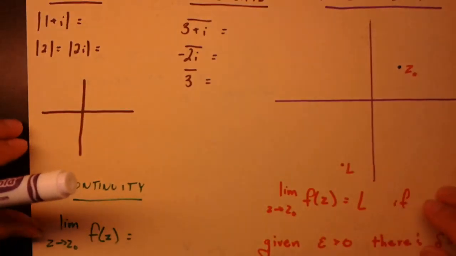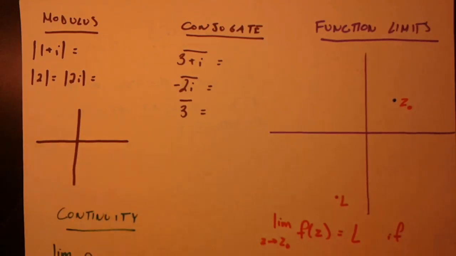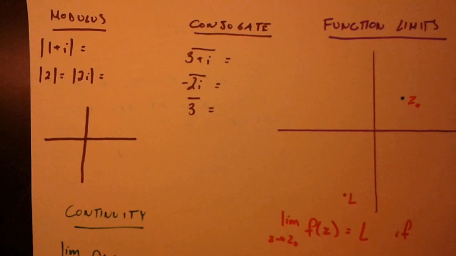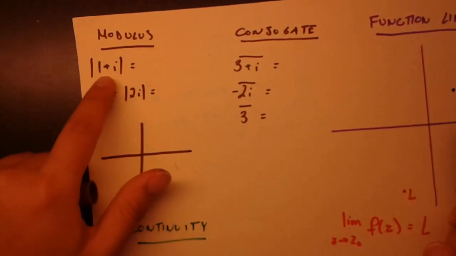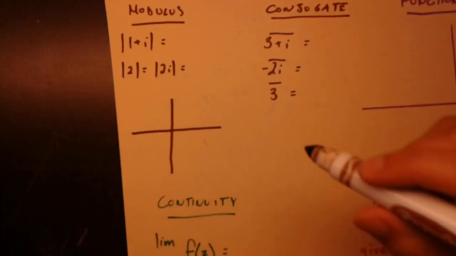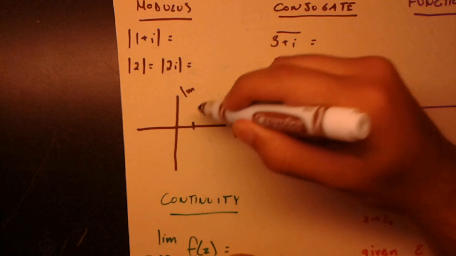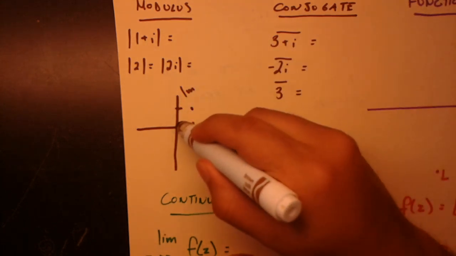Now I want to talk about function limits, which is more important to our purposes. Before we do that, we need to go over two small topics, modulus and conjugate. The modulus of a complex number, which is given by putting absolute value bars on either side of it, is the distance from the origin. So here's our complex plane with real and imaginary axes. Let's draw 1 plus i. So here's 1 plus i. What's the distance of that from the origin?